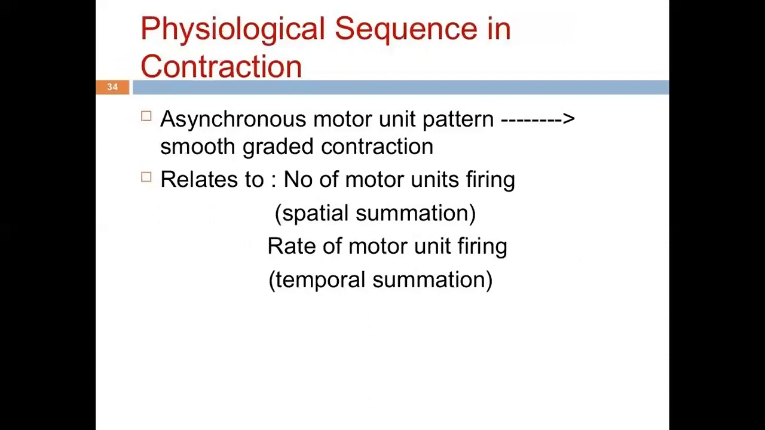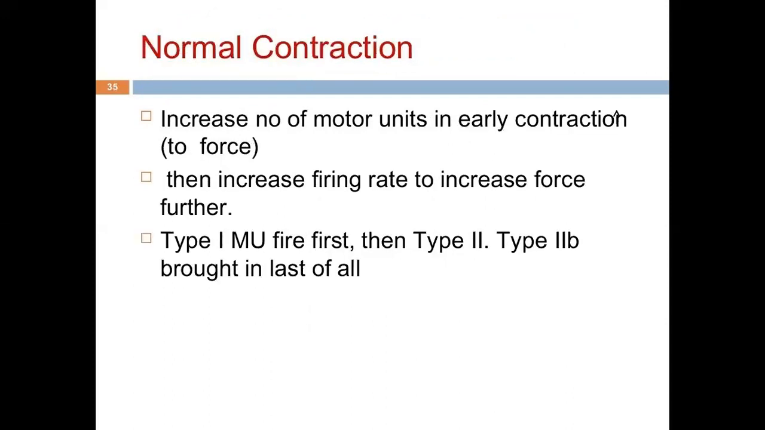Now, moving on to the physiological sequence in the contraction. The asynchronous motor unit pattern gives a smooth graded contraction. It relates to the number of motor units firing, also known as spatial summation. The rate of motor unit firing is the temporal summation. In a normal contraction, the number of motor units increases in early contractions to increase force, then the firing rate increases to increase force further. Type 1 fires first, then type 2, with type 2B last of all.